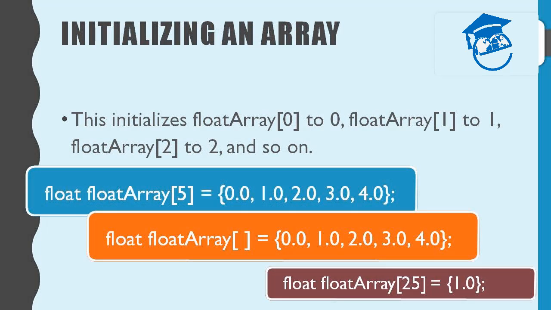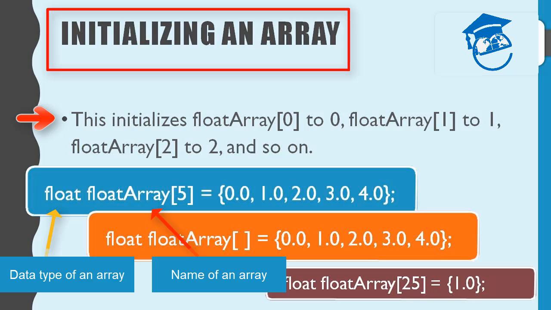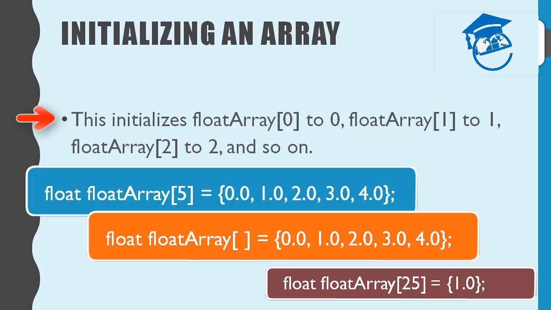Now here is how we define and initialize an array. For example, float is the data type of the array and float array is the name of the array, and inside the square brackets we define the length of the array. So when we say float array with 0 in the square brackets, the length is 0. When we say float array 1, the length is 1. And when we say float array 2, the length is 2. In a declaration, an array is indicated by square brackets. Whatever number you put inside the square brackets, the array keeps that amount of spaces.